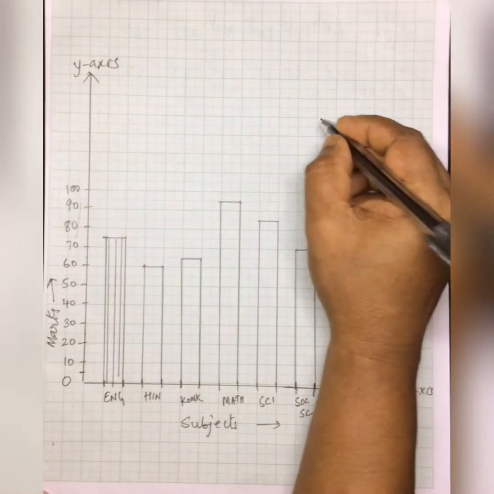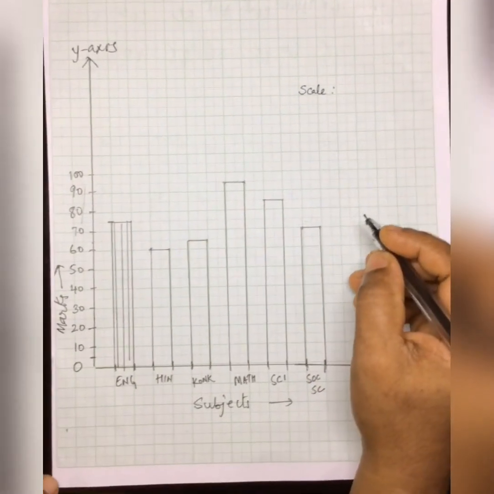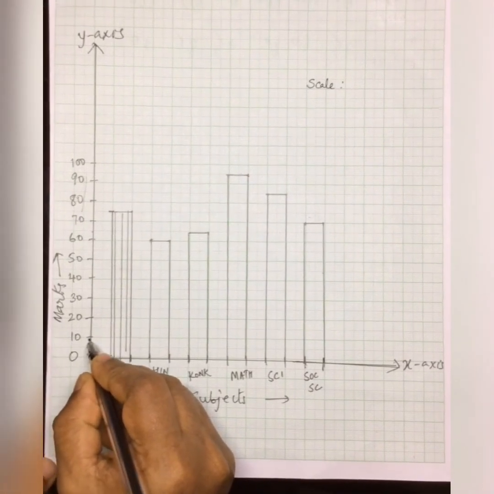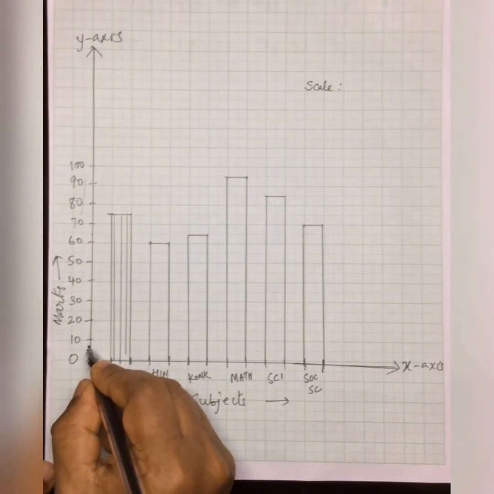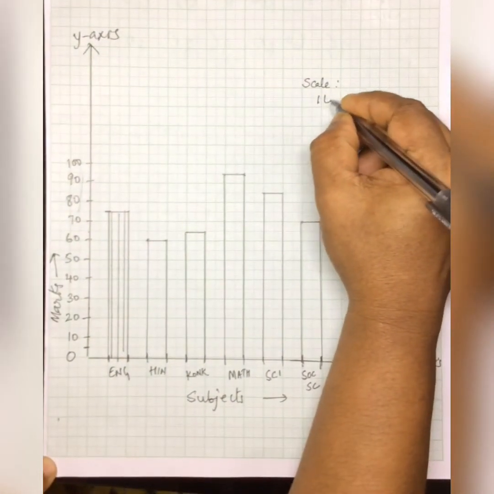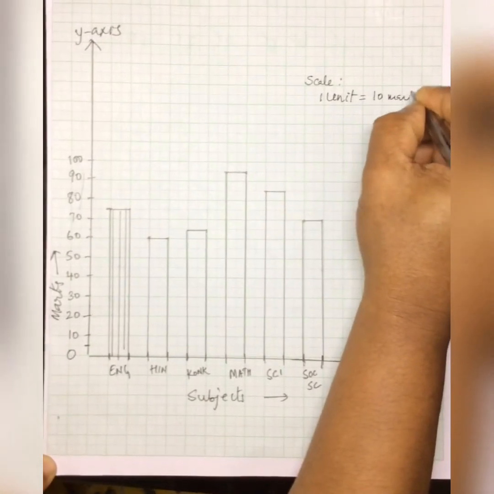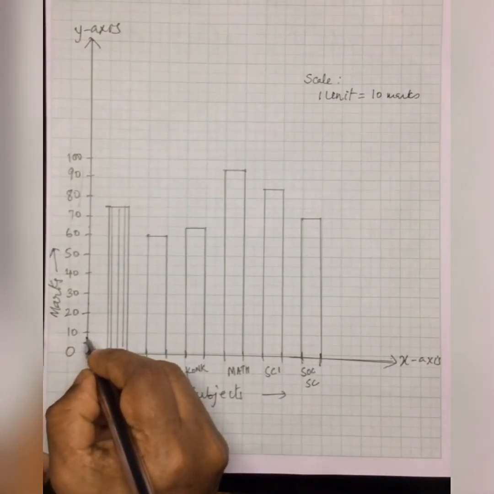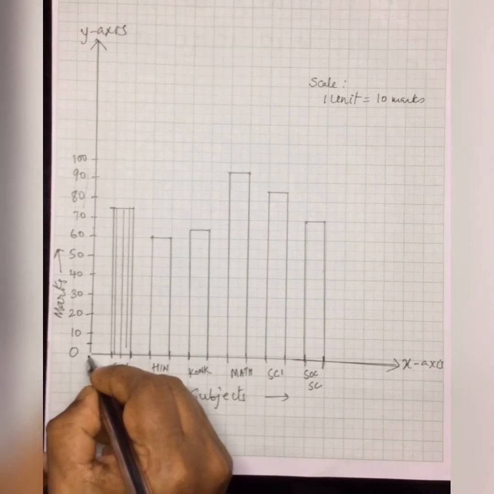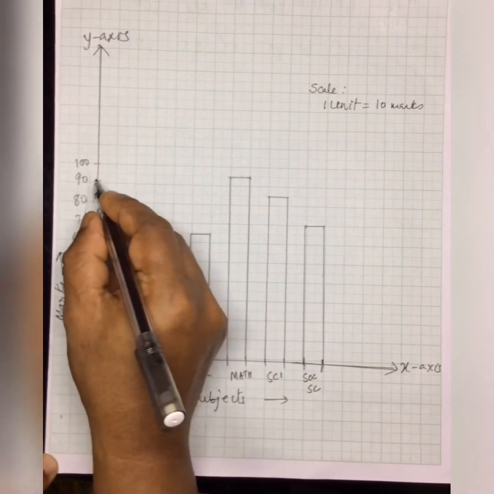Students, let us write the scale on the right side of my graph page. In one box from 0 to 10, we have 10 marks. So therefore, the scale will be 1 unit is equal to 10 marks. So I repeat once again, my 1 unit, that is my one box, is 10 marks. So 10, 20, till I get 100.